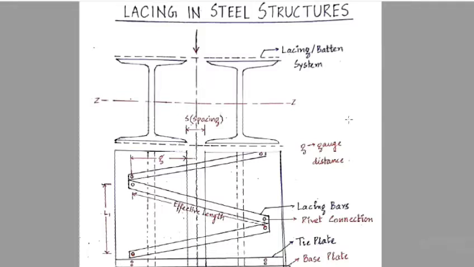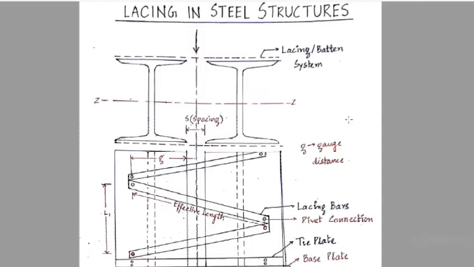So before taking up a design problem on lacings, we first have to know what lacings are. Lacings are essentially rectangular flats which are used for connecting the components of a built-up column. Now, what is a built-up column?